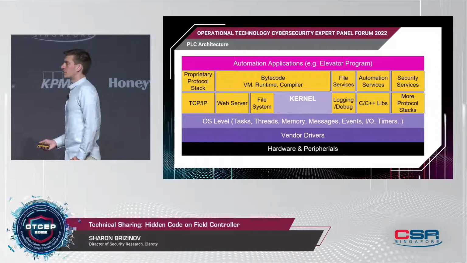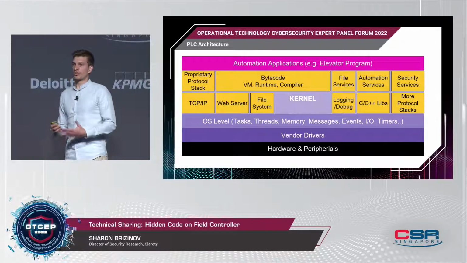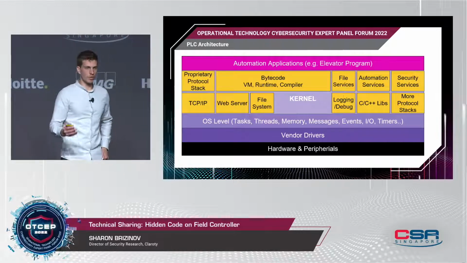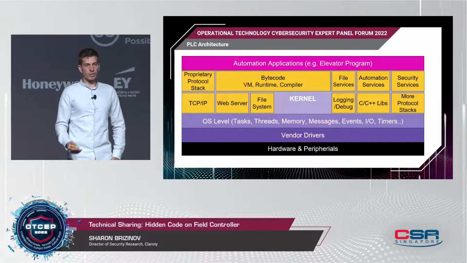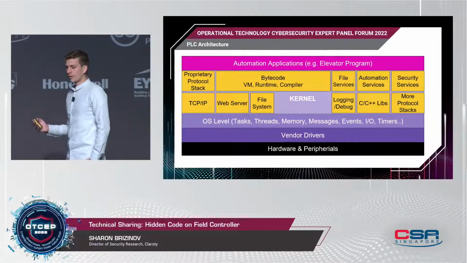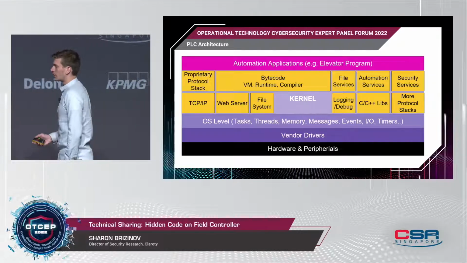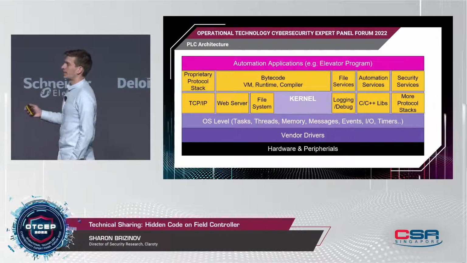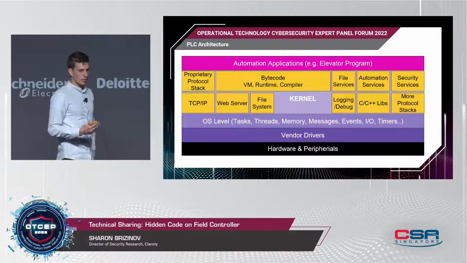All the kernel services, as you can see here, were created and developed in order to support the highest level of the logic, which is the automation application. So we have proprietary protocol stacks. We have the bytecode runtime interpreter. We have file services. We have C, C++ libraries, so we can support everything to support the automation application.